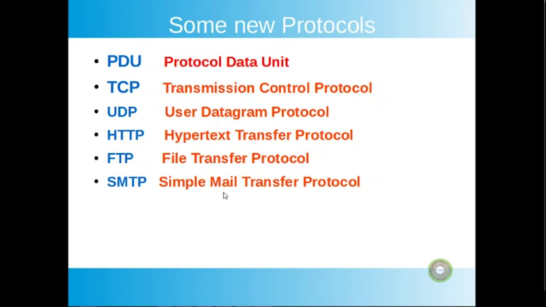SMTP is simple mail transfer protocol. This one is for emails. Every time you send or receive email, you are using this protocol. So now you know that PDU is on the top, protocol data unit. TCP is for connections, connecting to the internet. UDP is user datagram protocol, and HTTP is for when you go on the internet and browse, and FTP is file transfer protocol. SMTP is simple mail transfer protocol, that's for emails.